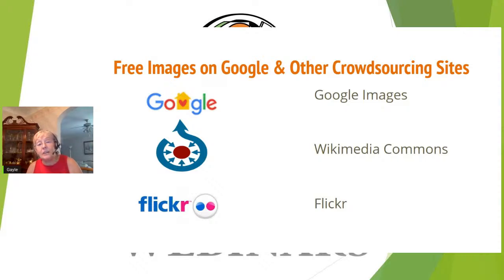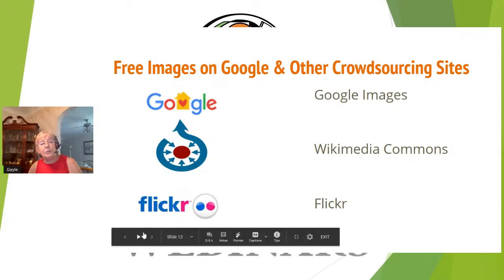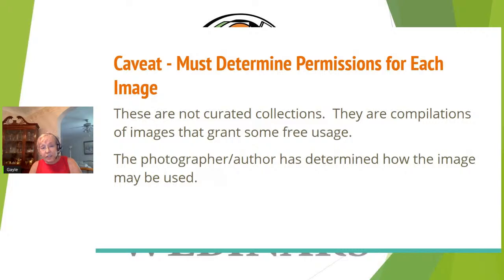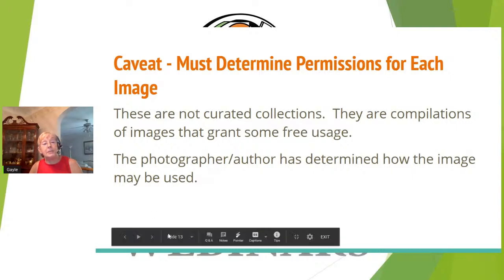The other sites are crowdsourcing sites where people add their own work with their own permissions. The two big ones are Wikimedia Commons and Flickr, and we'll talk about those in just a minute. So a caveat for these sites, Google Images as well as the crowdsourcing sites: they're not curated collections. They are compilations of images that grant some free usage, and that usage can be different image to image. The photographer or author has determined how the image may be used, and you need to check that out before you copy it.